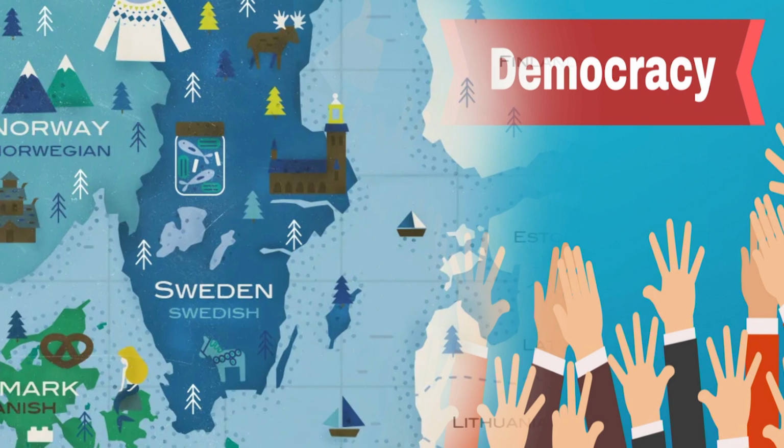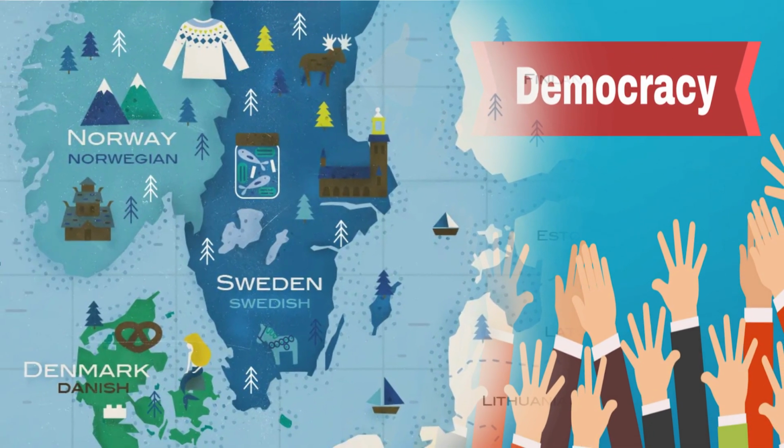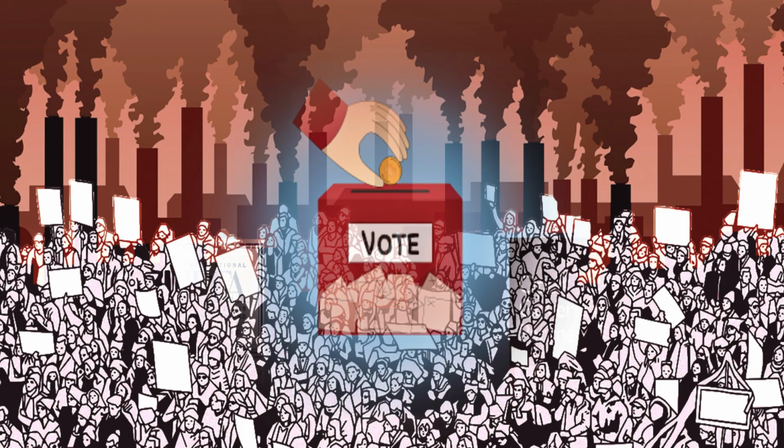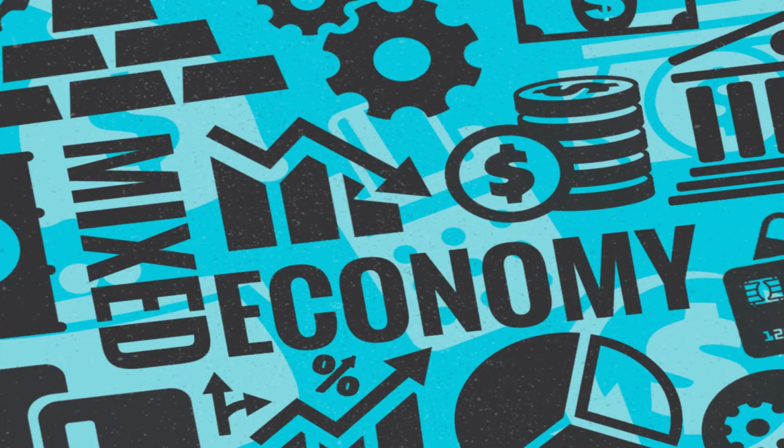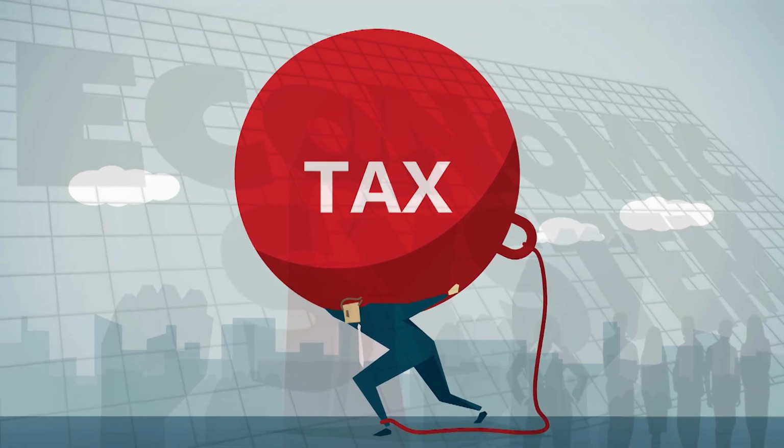Countries like Sweden, Norway and Denmark have developed democratic socialist systems that combine extensive welfare states with democratic political systems and mixed economies. These countries maintain competitive markets while providing universal healthcare, education and social services. High taxation funds generous social programs, but private enterprise operates alongside public sector involvement.